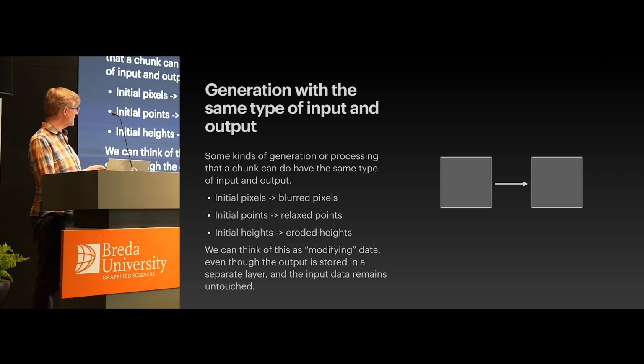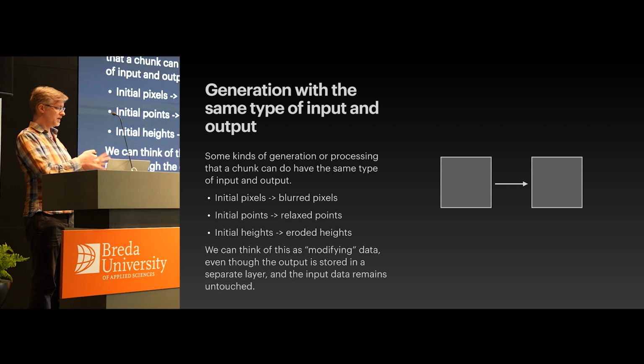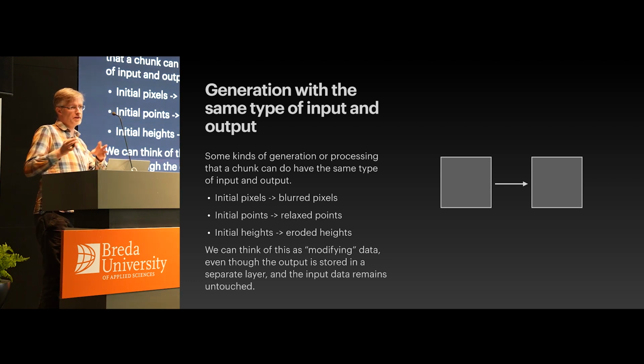So basically, I've covered cases where you create some completely new kind of data based on a different type of data, but sometimes a process essentially feels like it modifies data because it has the same kind of data as input and output. So this could be initial pixels and you return blurred pixels, or initial points and you return relaxed points, initial heights and you return eroded heights. And we can think of this as modifying data, but of course we are not actually overriding any data since we're storing it in a new layer.